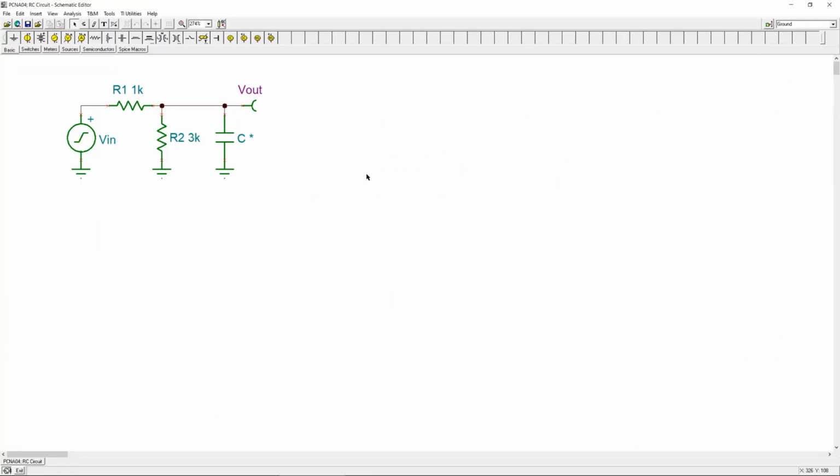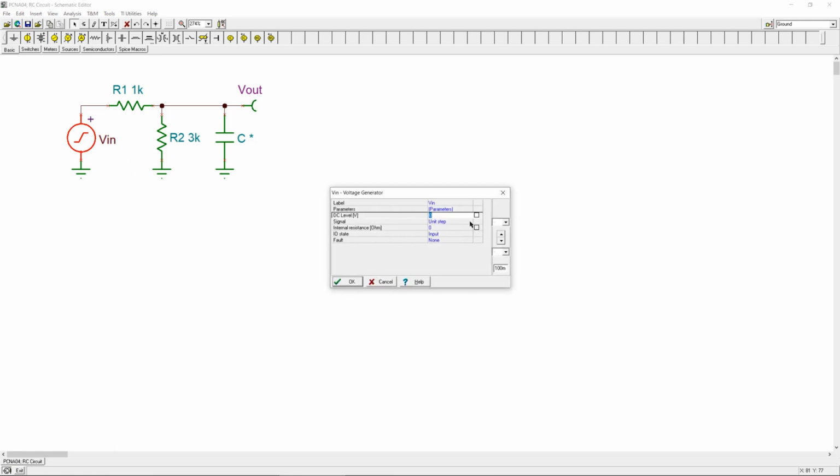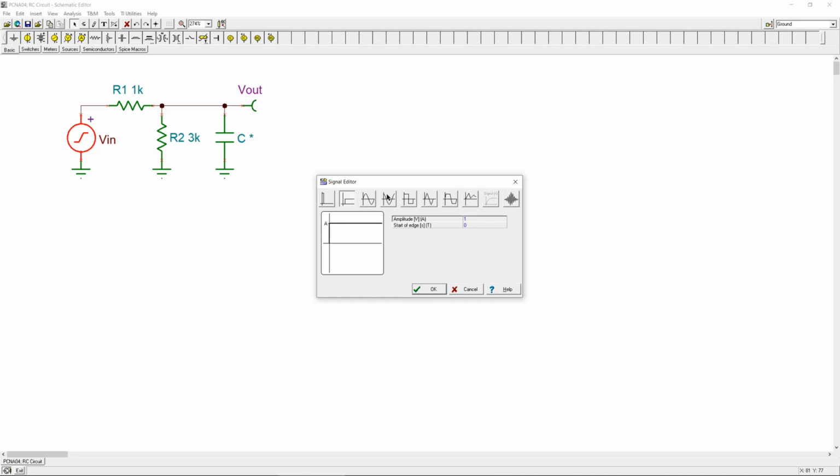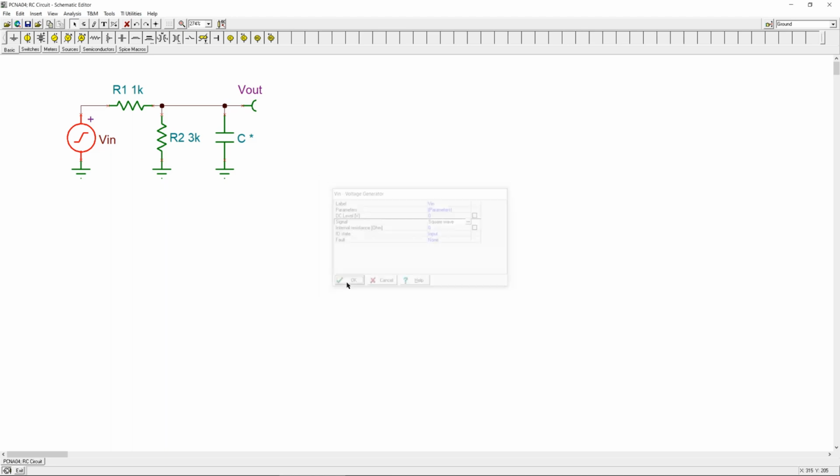Now we are at the SPICE simulator. I have my circuit here with R1 and R2 and a capacitor in parallel with R2. This is the output voltage where we measure the output across the capacitor and also across the resistor R2, and this is our input voltage Vin. As I already explained in the previous videos, this must be just an AC voltage source. It doesn't matter what you take here. It can be a square, can be a step, anything, but just an AC voltage source.